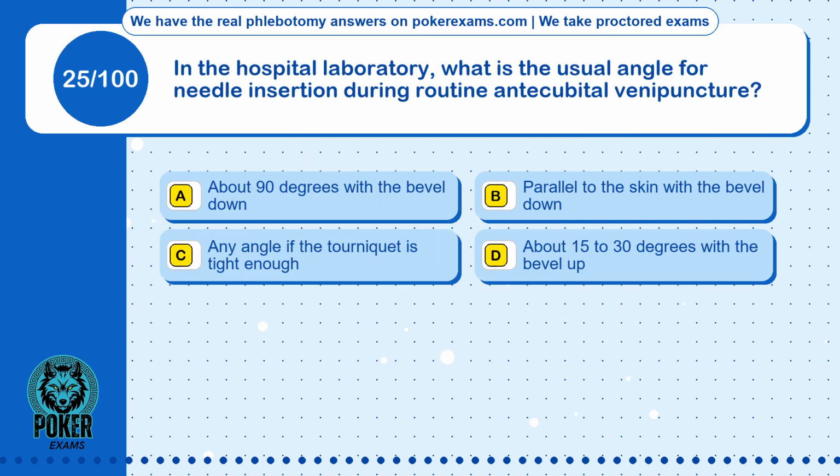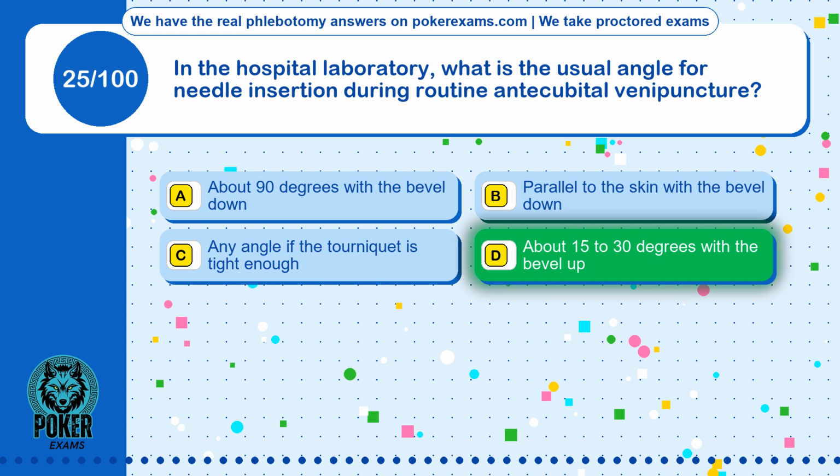Question 25. In the hospital laboratory, what is the usual angle for needle insertion during routine antecubital venipuncture? Option A. About 90 degrees with the bevel down. Option B, parallel to the skin with the bevel down. Option C. Any angle if the tourniquet is tight enough. Option D. About 15 to 30 degrees with the bevel up.